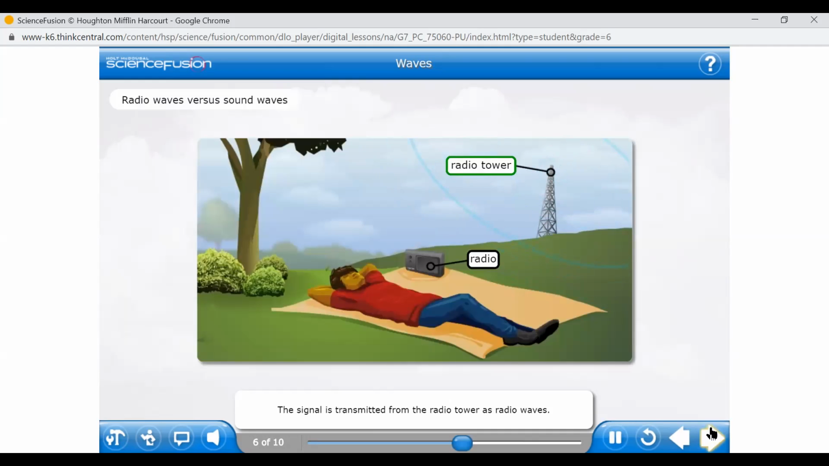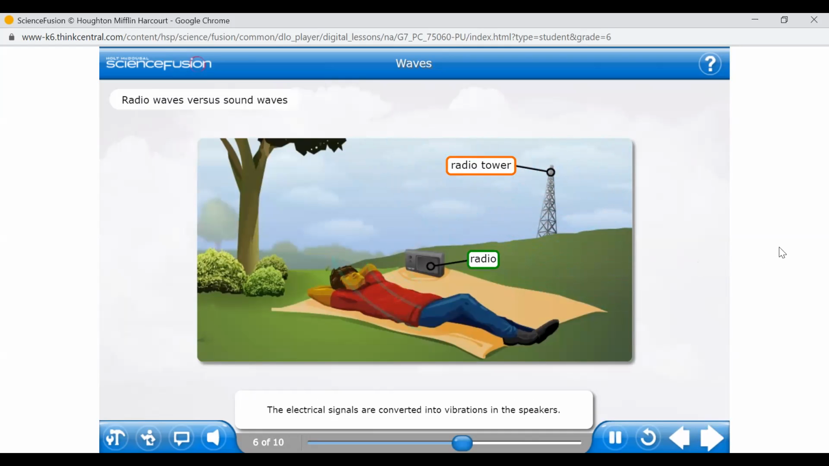The signal is transmitted from the radio tower as radio waves. The radio waves, which are electromagnetic waves, travel from a radio tower to your radio. The radio waves interact with your radio antenna to produce an electrical signal. To find out what happens next, click the radio.